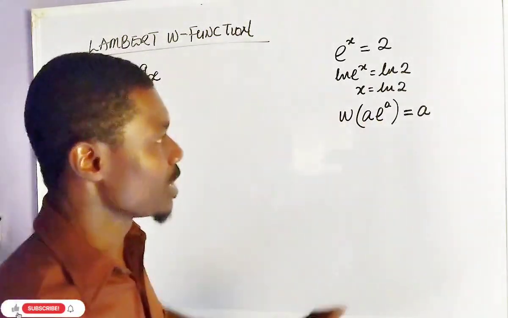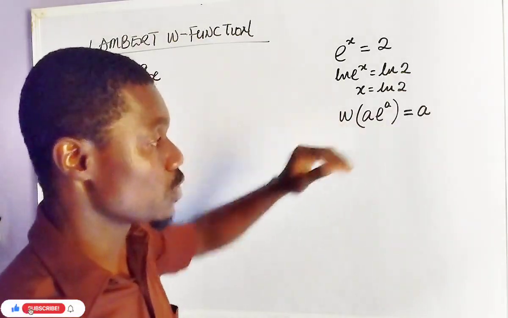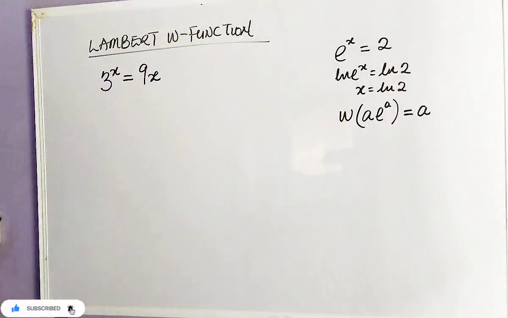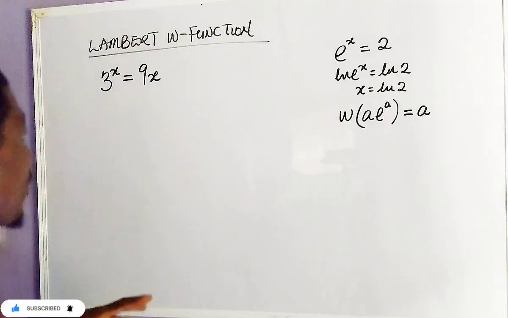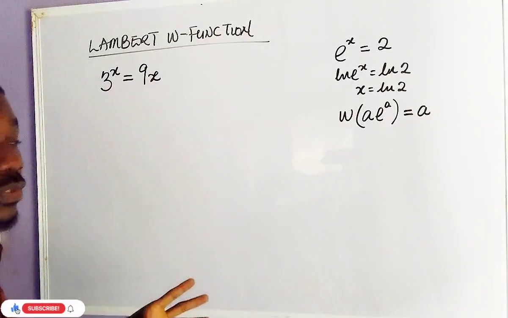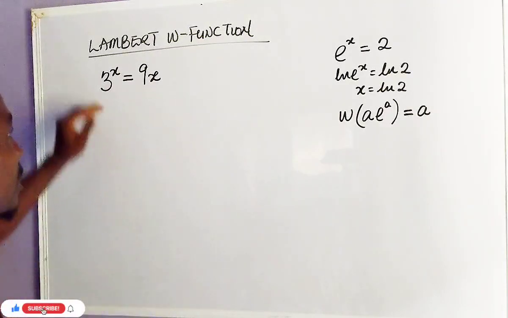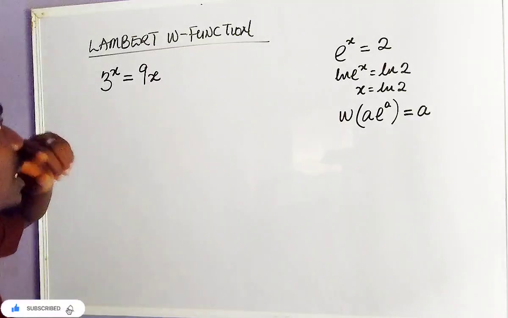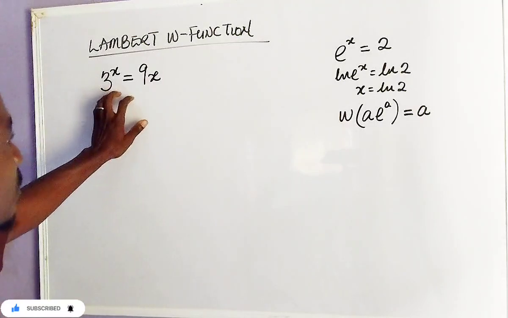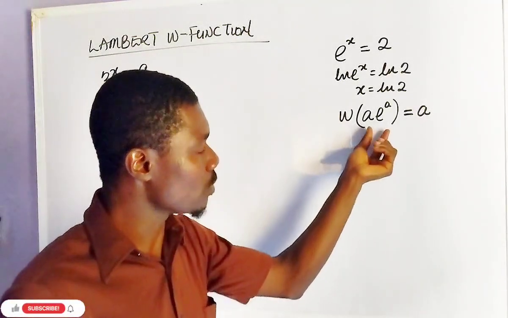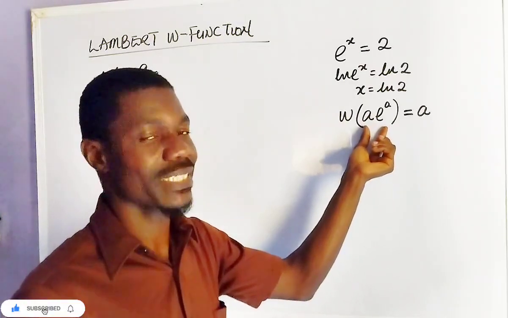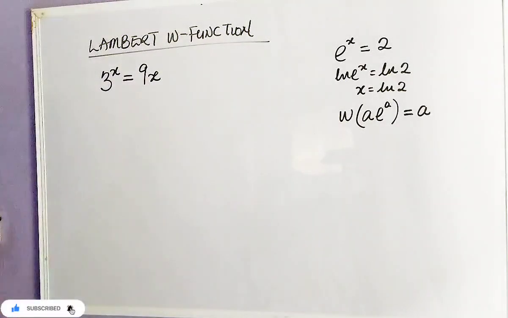This is just the basic rule, which means whenever we have equations like this, exponential equations that cannot be undone with algebra, then we use the Lambert W function. Our goal in this exponential equation is to resolve it to become something like this. So how then do we do this?